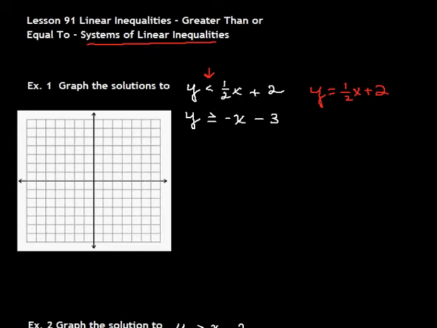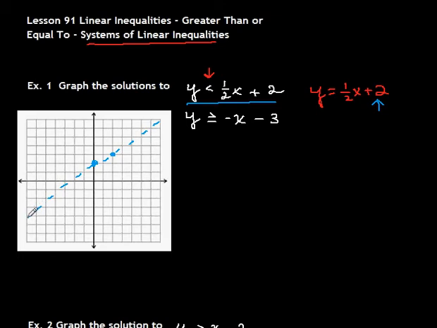So let's start. We'll do the first one in blue. So here we go. We're going to graph these. So y equals 1/2 x plus 2. This is your y-intercept, so we put a point on 2. Our slope is rise 1, run 2. And you'll notice that it's not an equal to. So instead of connecting our 2 points with a solid line, we're going to connect them with a dotted line like this, because it does not include the line itself.